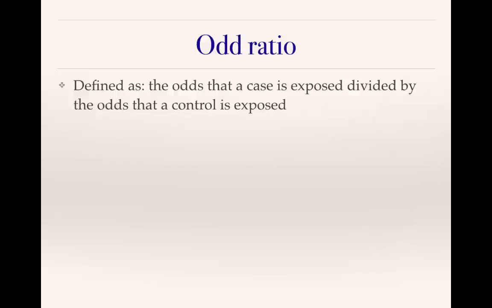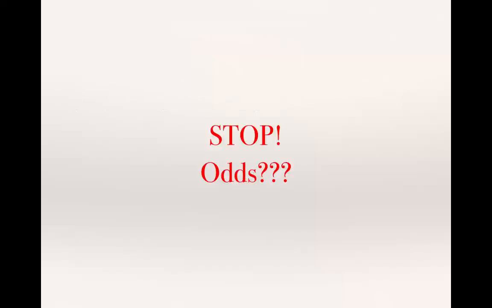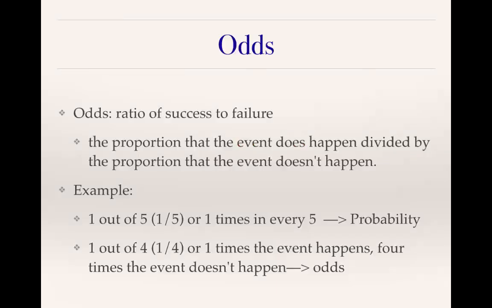And the odds ratio is defined as the odds that a case is exposed divided by the odds that a control is exposed. But let's just stop for a minute, because what do we mean by odds? The odds that a case is exposed versus the odds that a control is exposed. What are odds? This is just a little refresher. So odds is the ratio of success to failure, which is the proportion that the event does happen divided by the proportion that the event doesn't happen.